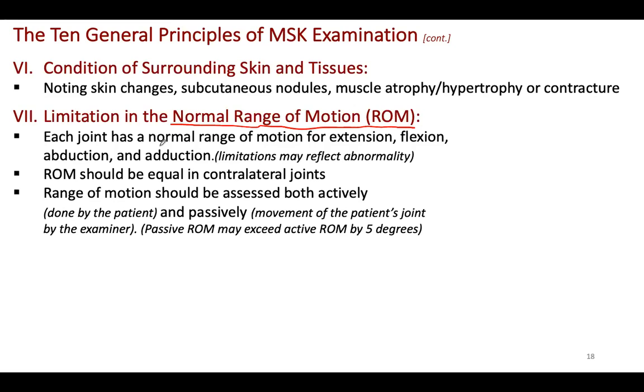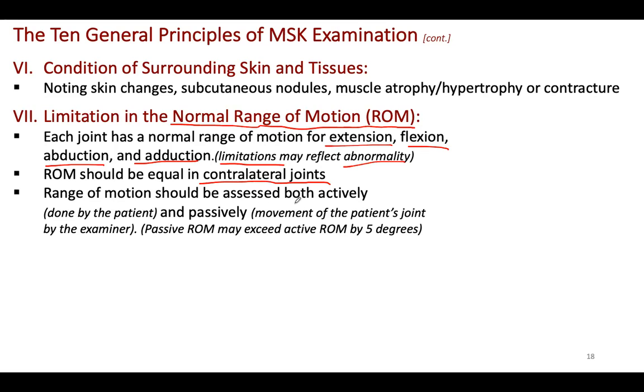Each joint has a normal range of motion, of extension, flexion, abduction, and adduction. And as we go through this PowerPoint, you will see in numbers the range of motion of every joint. Limitation of the range of motion may reflect abnormality. Range of motion should be equal in contralateral joints. So range of motion on both sides should be equal.